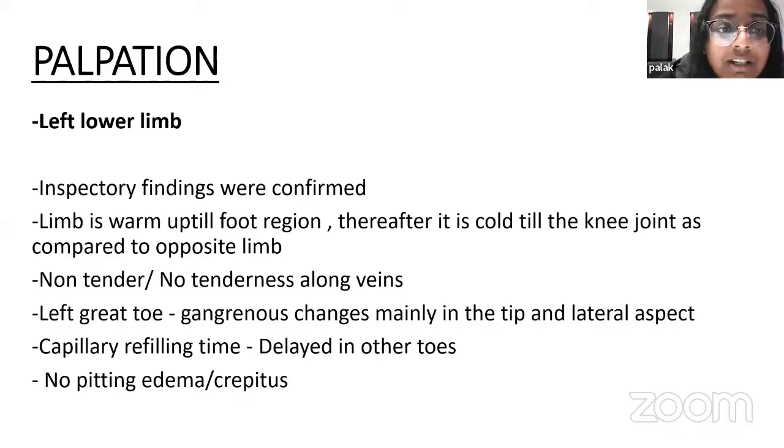On palpation of the left lower limb, the inspectory findings were confirmed. The limb was warm up till the foot region. Thereafter, it is cold till the knee joint as compared to the opposite limb. The limb was non-tender and there was no tenderness present along the veins. The left great toe showed gangrenous changes mainly in the tip and the lateral aspect. The capillary refilling time was delayed in the other toes. There was no pitting edema or crepitus.